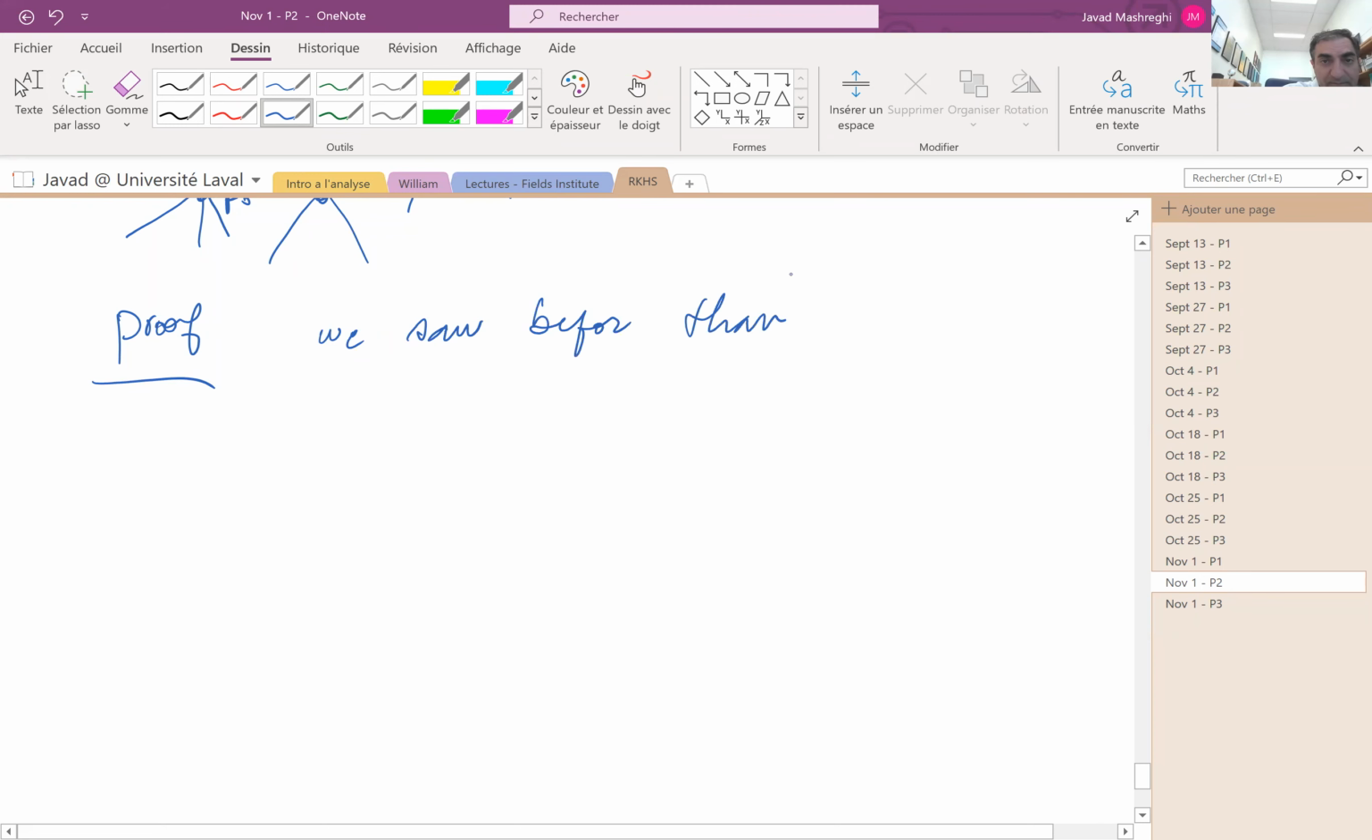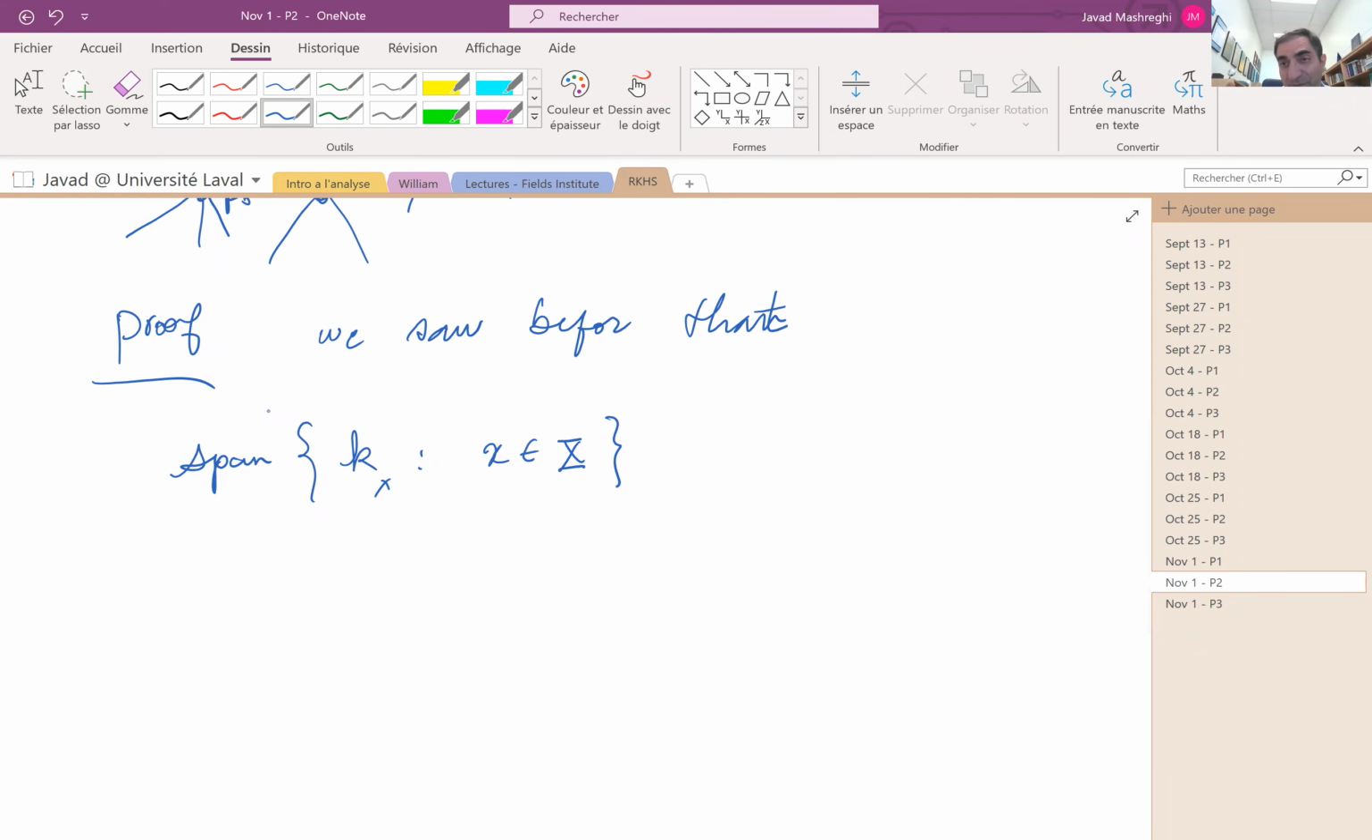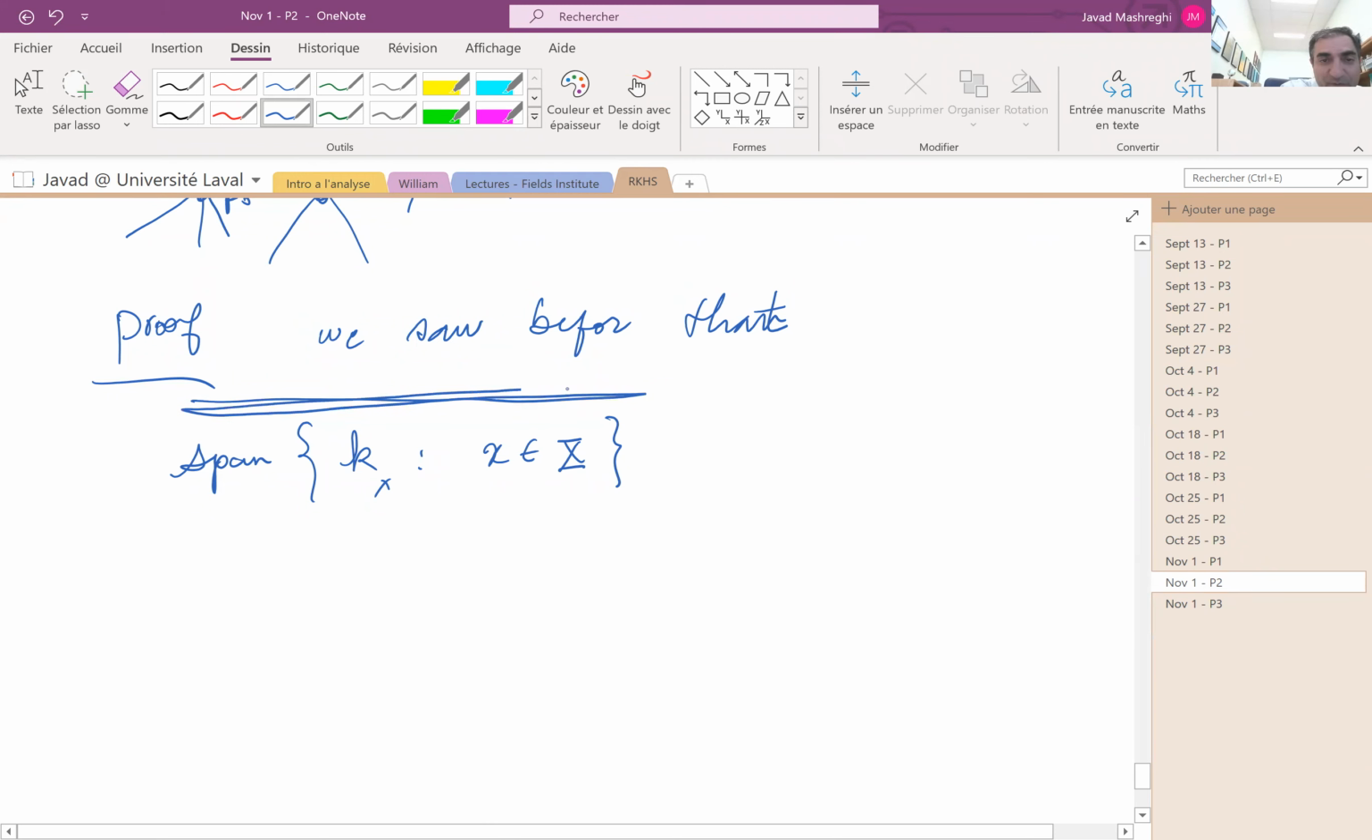Before that, if we consider k_x, not for finite, x in X, all of them, and span. Well, a span, it depends which book you study. Sometimes a span means just linear combination. Sometimes it means linear combination and with closure. Well, to make it more transparent, I put the closure here. We saw this before, that the linear combination of kernel functions is dense in this space.